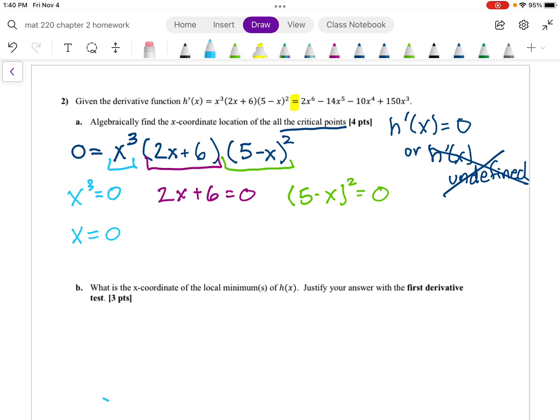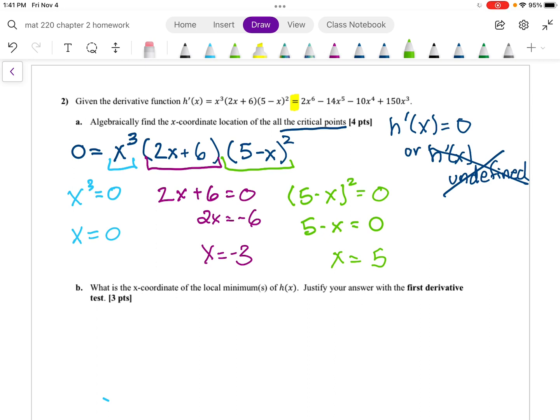It's not too bad. This middle one takes a little more work. So we have 2x plus 6 equals 0. So I could subtract 6 to the other side and say 2x equals negative 6. 2 times negative 3 would equal negative 6, so x equals negative 3. And then last but not least, I have (5 minus x) squared equals 0. Well, the square doesn't really impact anything because 0 squared is 0. So I really just have 5 minus x equals 0, and so x would be 5. And so I have three potential critical values on my graph: x equals 0, x equals negative 3, and x equals 5.